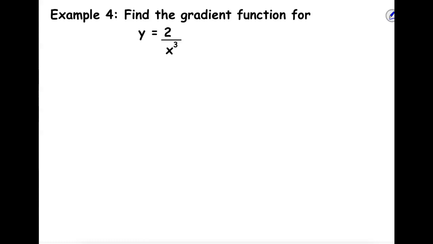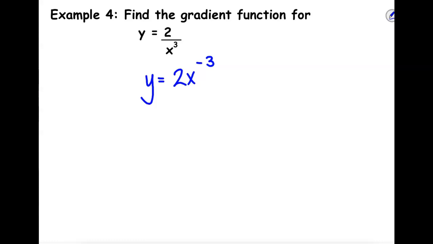All right. Find the gradient function for example 4. We're getting a little bit more challenging because we have that 2 divided by x cubed. So what you have to do is bring that x cubed back up. So you're going to change that to a negative power.